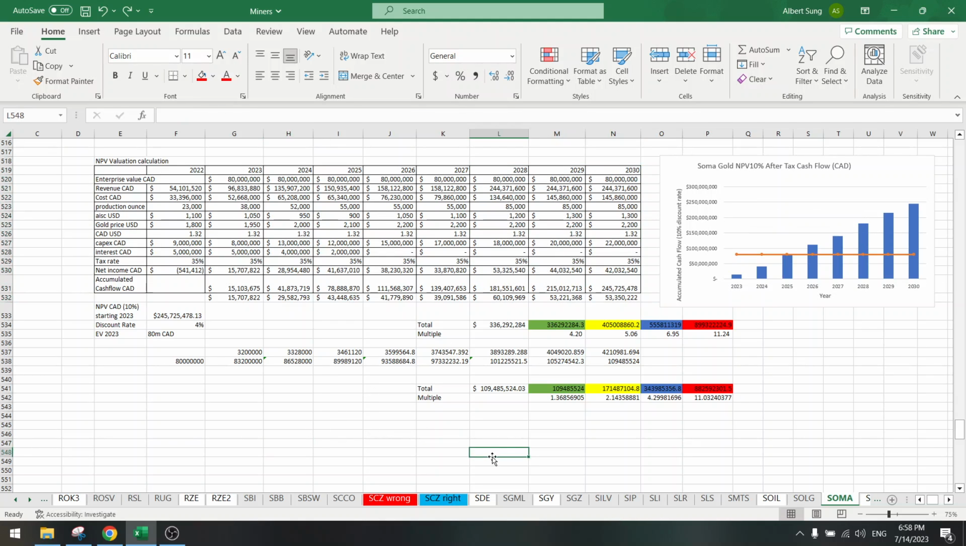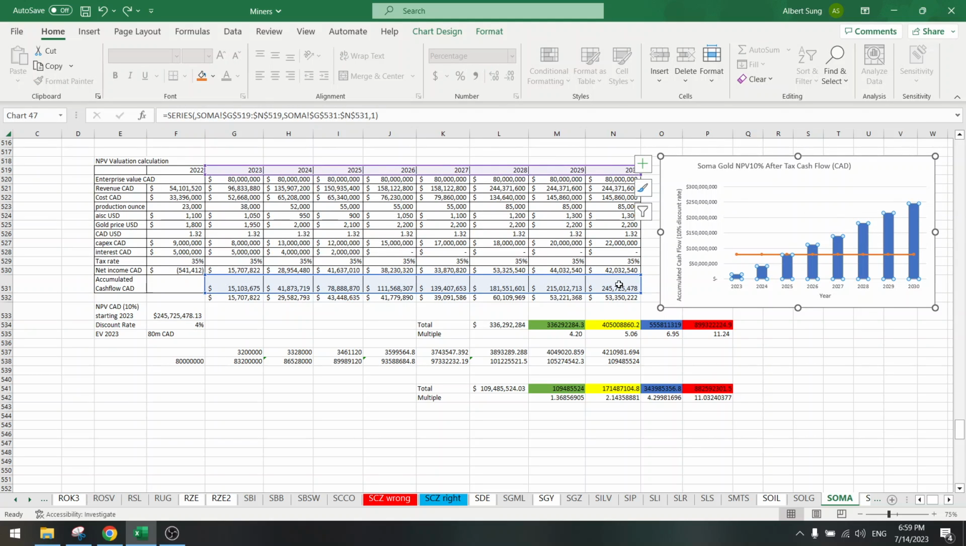Okay, so this was the video, and this gives you a view on how to look at NPV in function of discount rates. Do you choose to put your money in the bank at 4%, or do you choose to buy Soma Gold, where you have an upside of triple based on the end value of the NPV calculation?